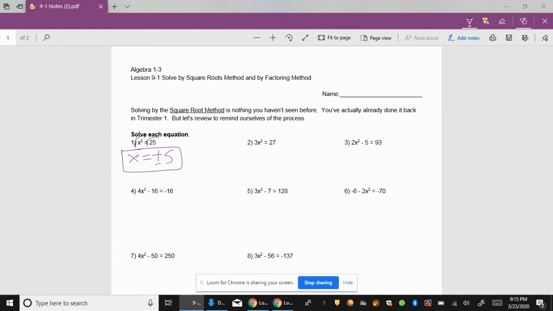For 2, very similar to number 1, but the x squared is not alone. So before I can square root both sides, I have to get x squared alone. So we're going to divide both sides by 3, which gives me x squared equals 9. Now that the x squared is alone, square root both sides, and x equals positive and negative 3.